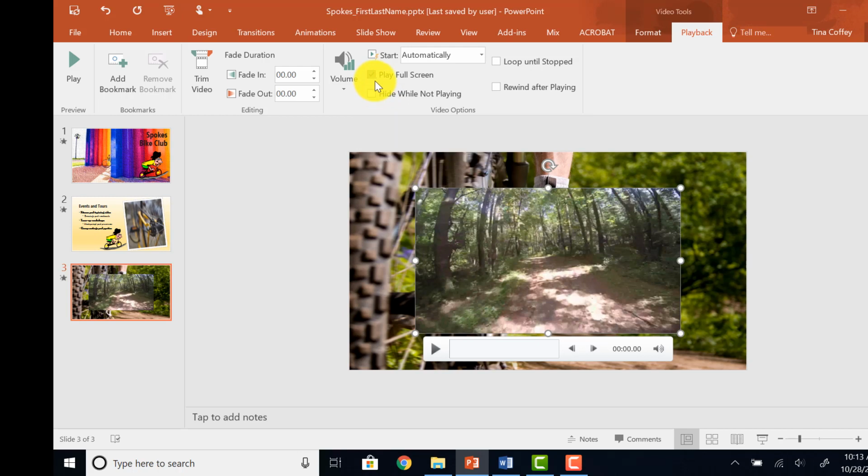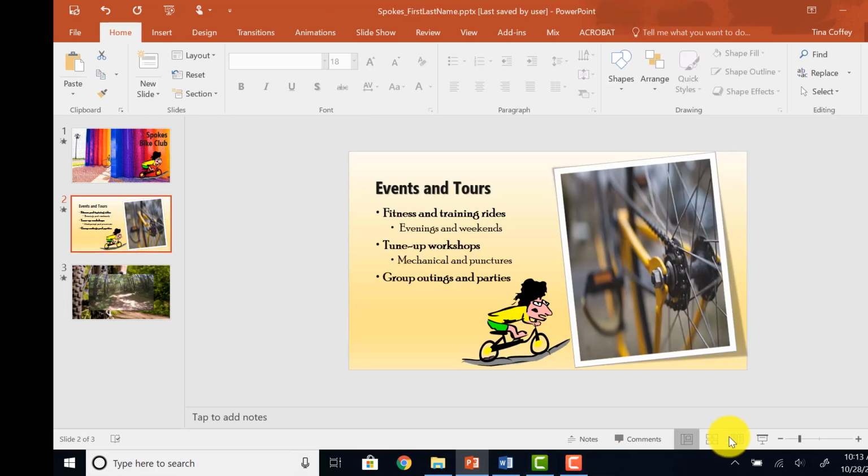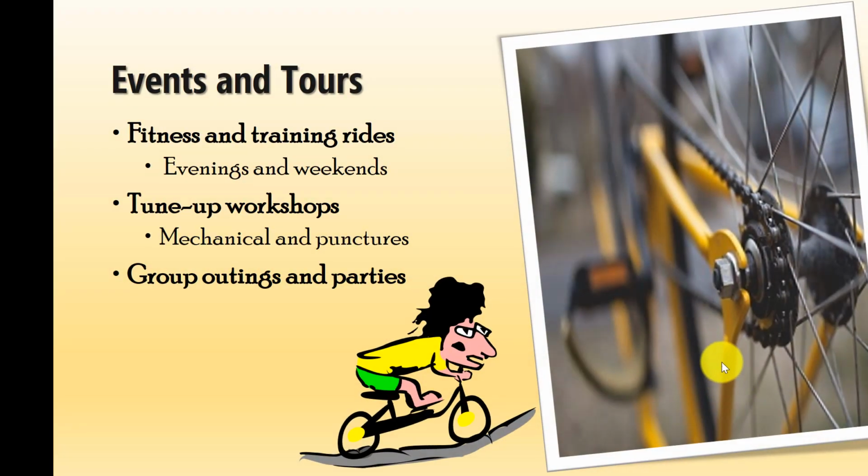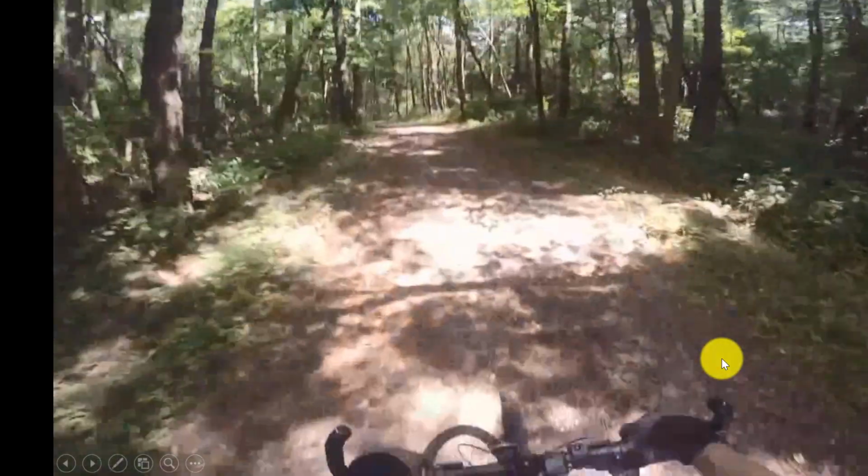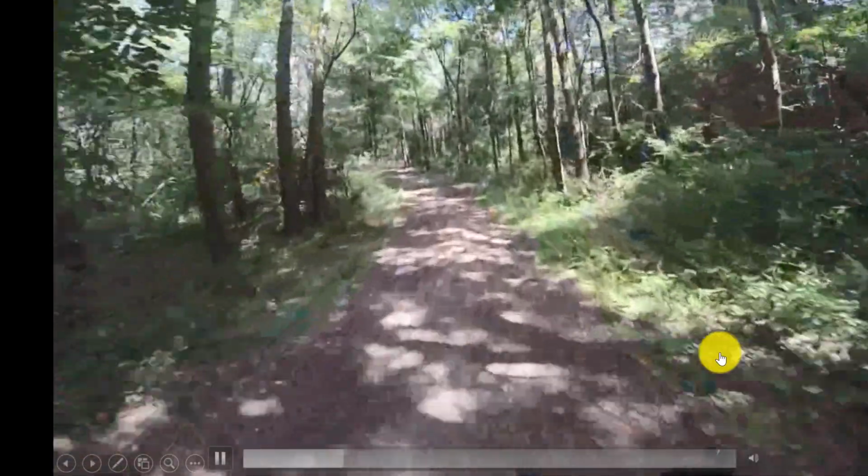So I change that. And then I can also change the volume of this video too. I just want it to be medium. I don't want it to be too loud, so I'm going to choose medium. And then if you'll notice, if I come to slide number 2 and I start my slideshow, when I move to that slide, it automatically starts and goes full screen.